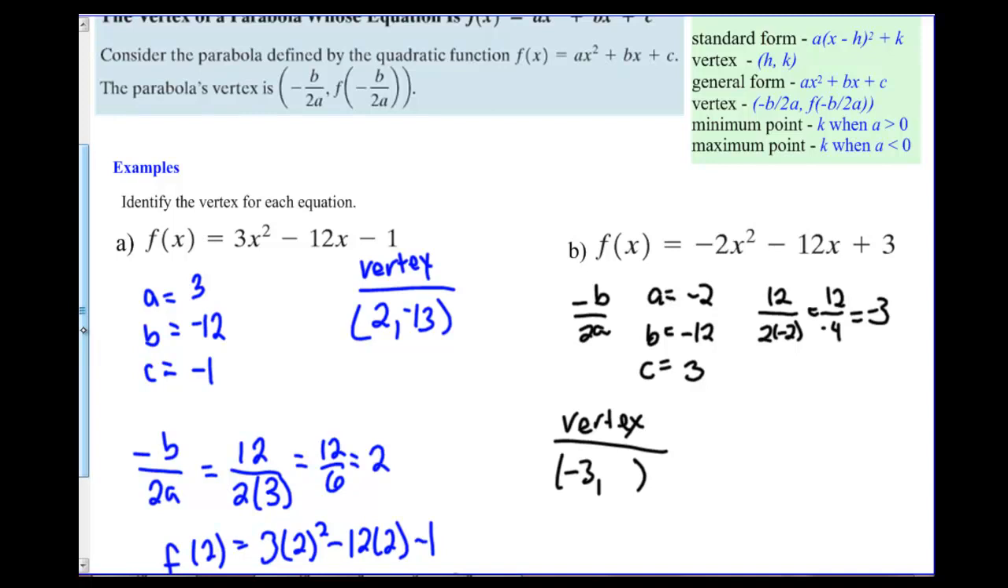The vertex is either the maximum or the minimum, so the top or the bottom of the parabola. It depends which way it's opening. Right, so the way I always remember it's the opposite of b over 2a, which is the exact same thing as this. So negative and then the b over 2a is the same idea. Correct. So this is your a is the -2, b is the -12, and c is that +3.